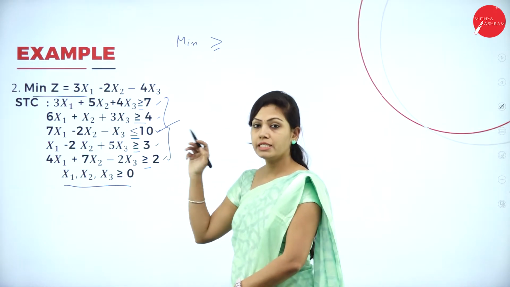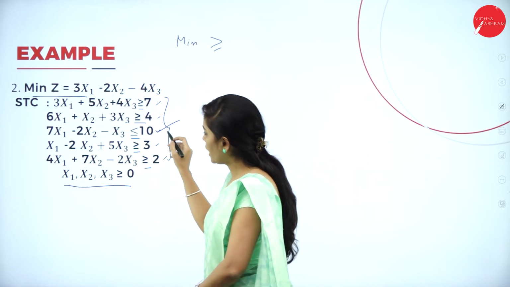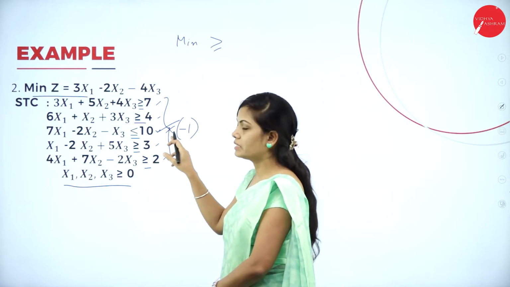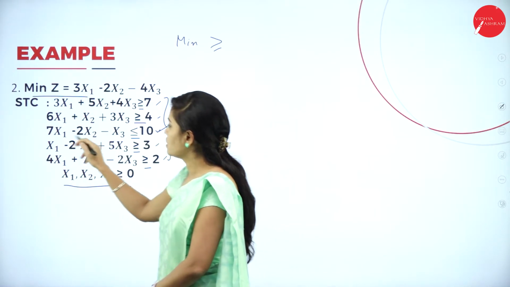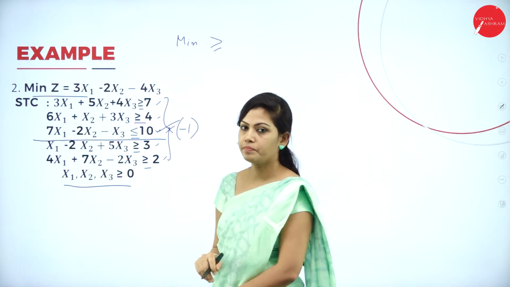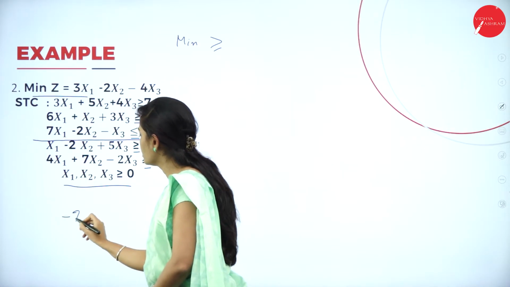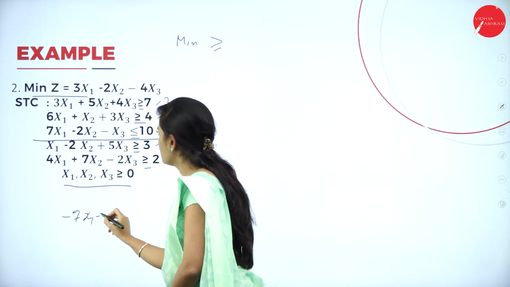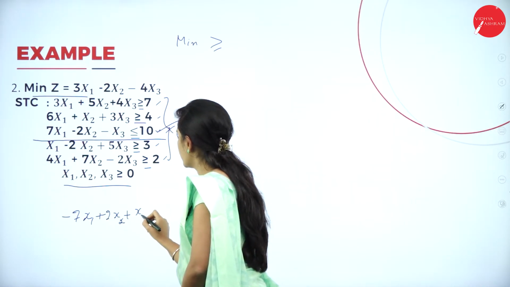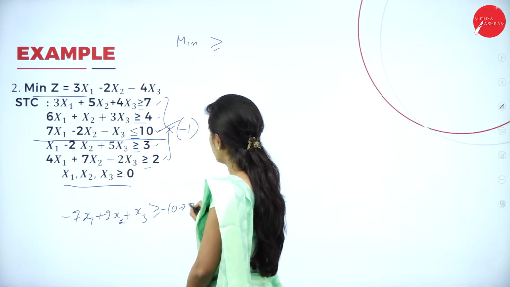The third constraint is not in the correct format, so I will convert it into standard form. I will multiply this third constraint by minus 1 because it is in less than or equal to sign. After converting, it becomes 7x1 plus 2x2 plus x3 greater than or equal to minus 10. So this is your third constraint.